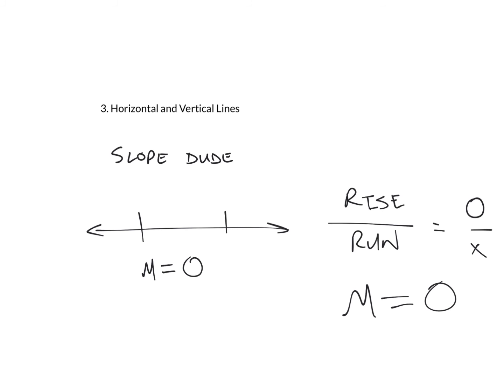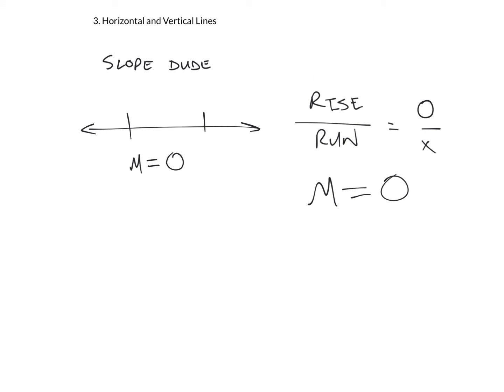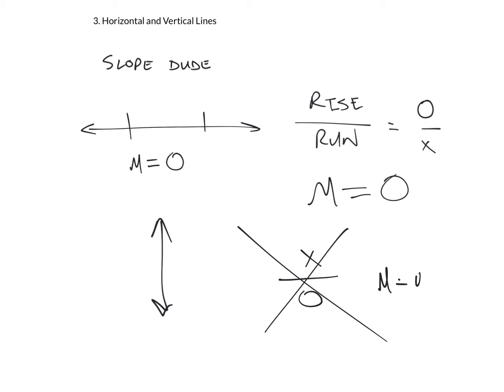On the other hand, if we have a line that goes straight up and down, in this case, our rise is going to be any value we want it to be, but our run is going to be 0. Okay? Since we're trying to divide by 0, which is not possible, we say that this slope is undefined.